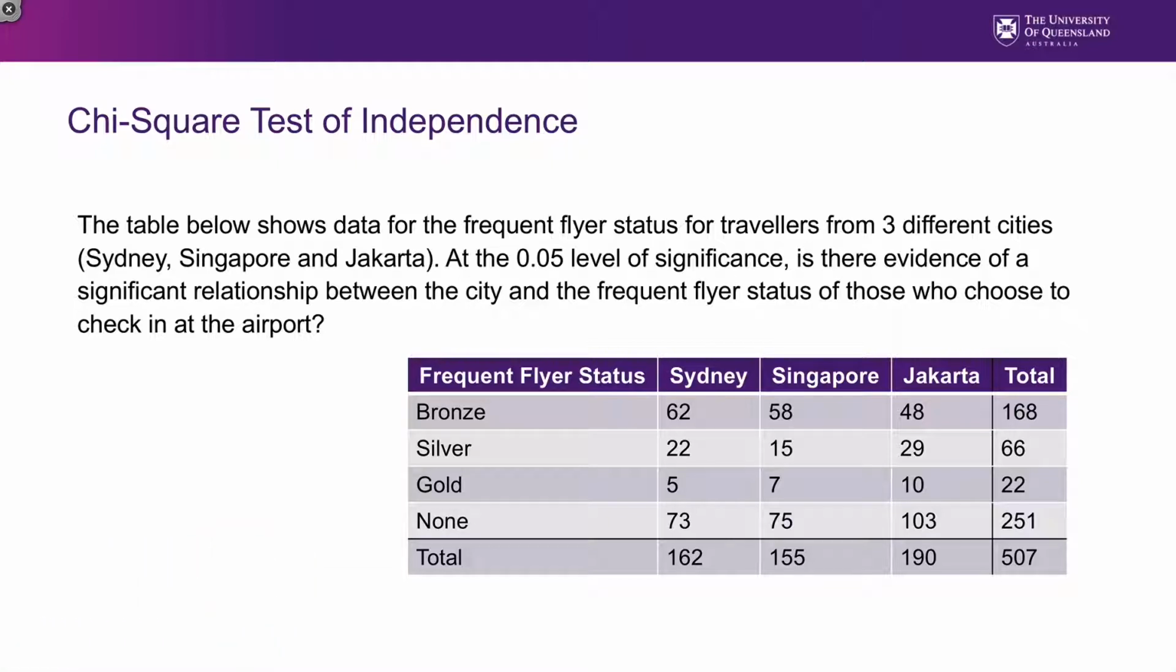So looking at the question, it says that the table below shows data for the frequent flyer status for travelers from 3 different cities: Sydney, Singapore, and Jakarta. At the 0.05 level of significance, is there evidence of a significant relationship between the city and the frequent flyer status of those who choose to check in at the airport?